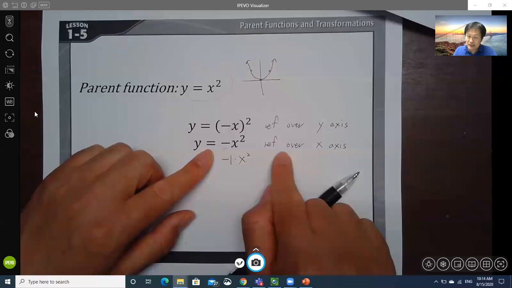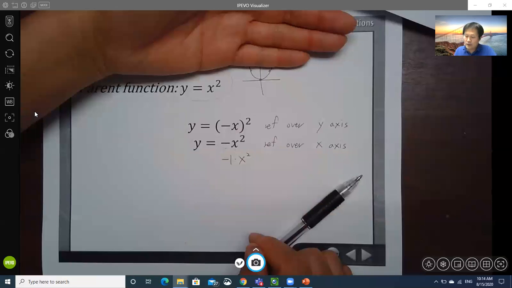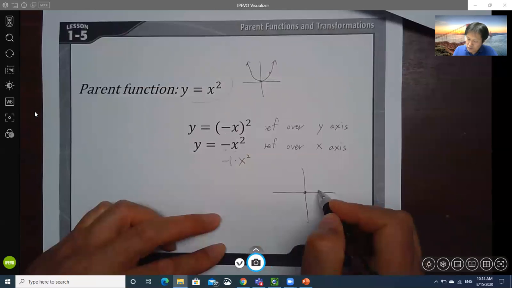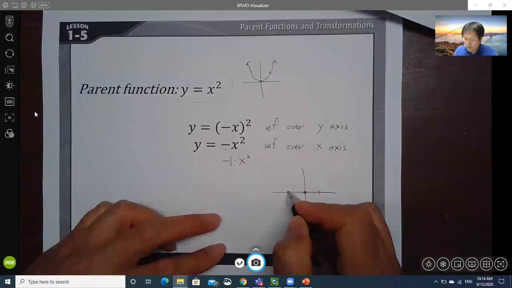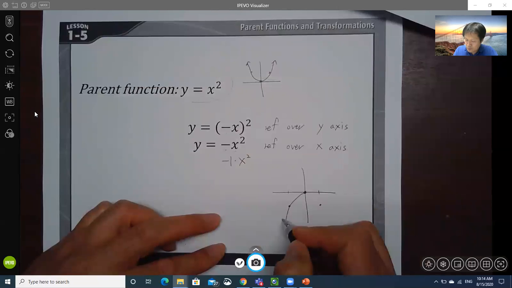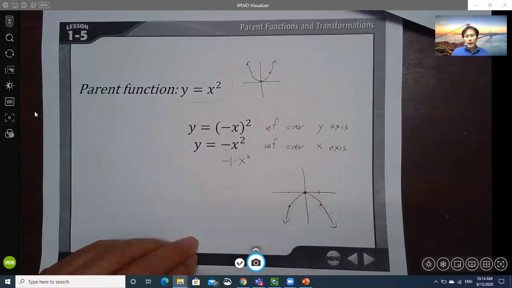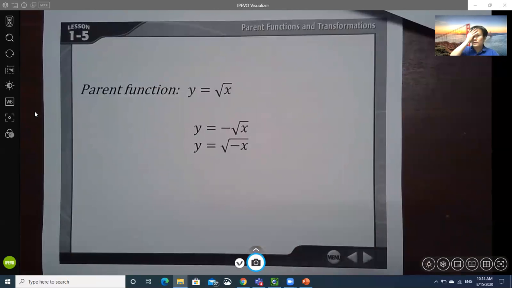Reflection over the x-axis, though, you're going to flip it. That's going to look something like this. (0, 0) doesn't go anywhere, but these points should be flipped. Okay. Pause the video. You do this.